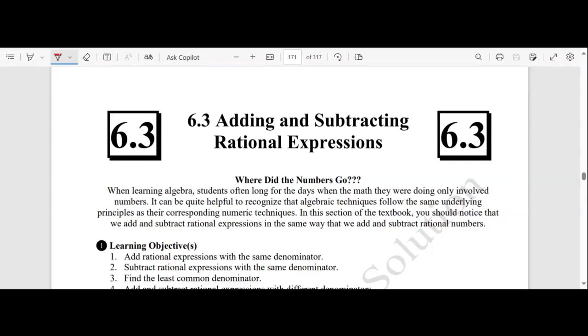Welcome to section 6.3, adding and subtracting rational expressions.